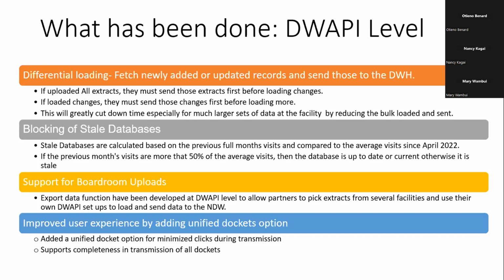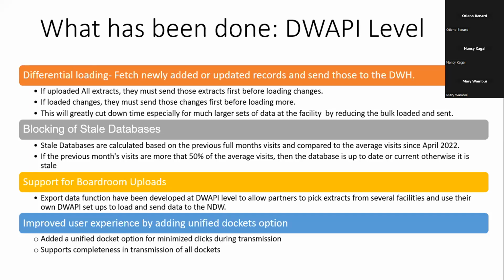Something else that has been done at the DWAPI level is the blocking of stale databases. As I may have mentioned, we were receiving older records from sites, which we were calling stale. For example, a site would send us November records while we are in March. Now we have made sure that it is not possible to send us those records, because that will greatly affect the accuracy of the data. It will not represent the status of that facility right now.